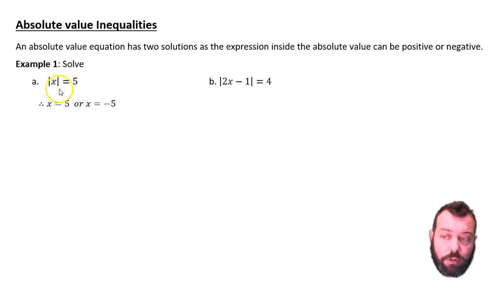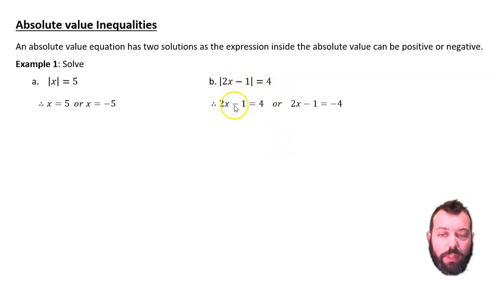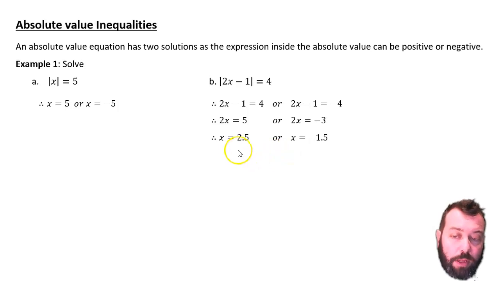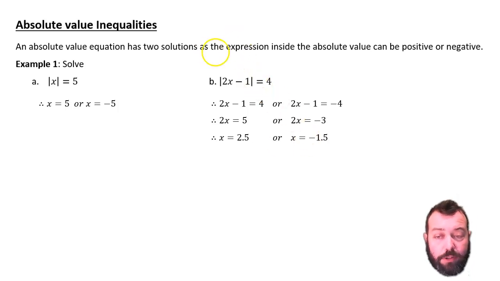They're two solutions. Over here, I'm going to say 2x minus 1 equals 4 or 2x minus 1 equals negative 4. Then I'm going to add 1 to both sides. I'm going to divide both sides by 2. And that leaves me with solutions x equals 2.5 or x equals negative 1.5. Right, if I substitute either of those numbers into this expression, I end up with 4.